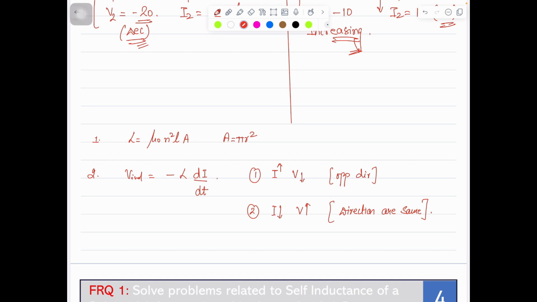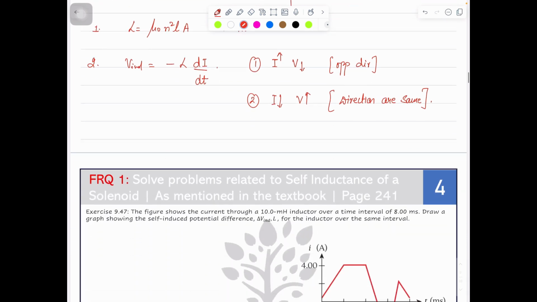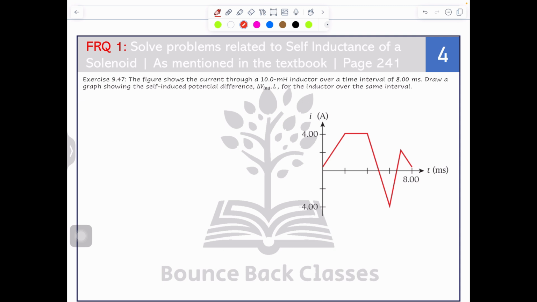These are your learnings. Okay guys, now let's move to the question. Now question number 1. This is a very important question. I will explain this question in great detail, so you need to focus. The question is exercise 9.47. The figure shows the current through a 10 mH inductor. So the inductor is given, L is 10 millihenry.